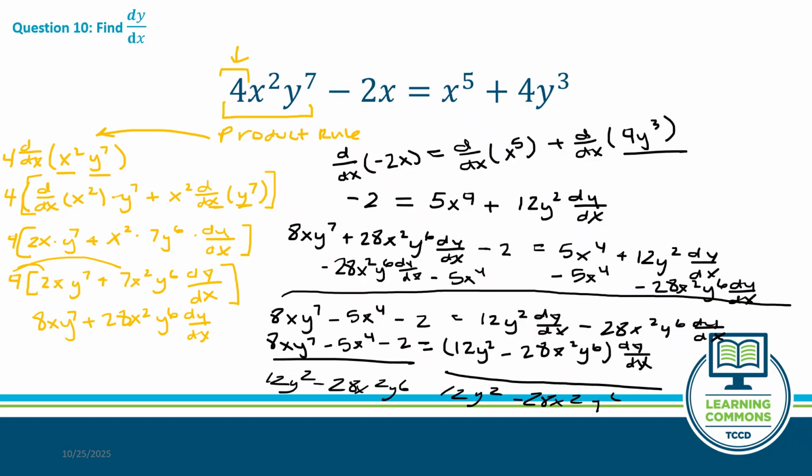So I'm going to write my final answer in red because this is just getting crazy. dy/dx is going to be 8x to the y to the 7th minus 5x to the 4th minus 2, all over 12y squared minus 28x squared y to the 6th. Okay, and that's the answer.